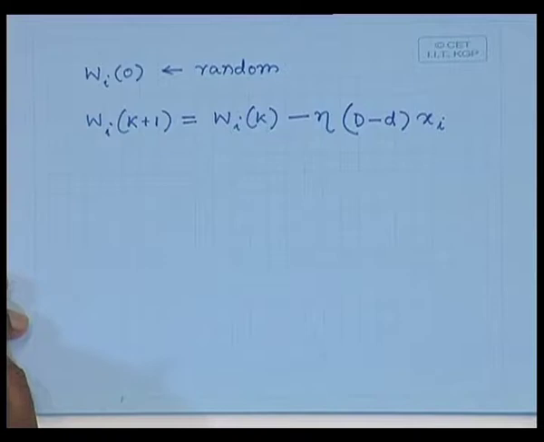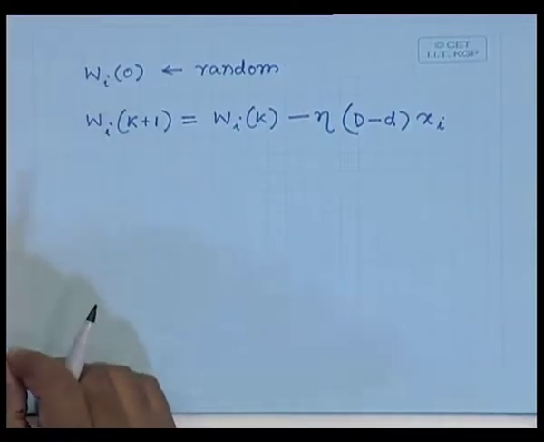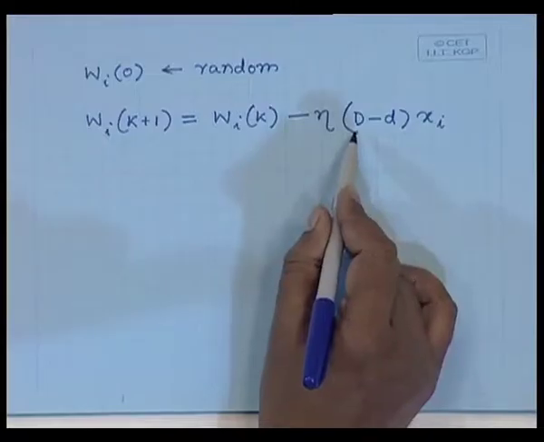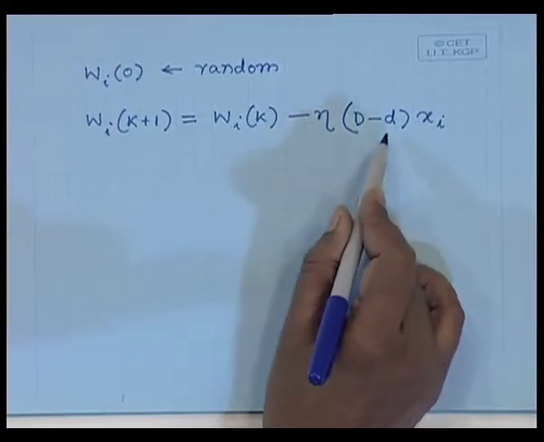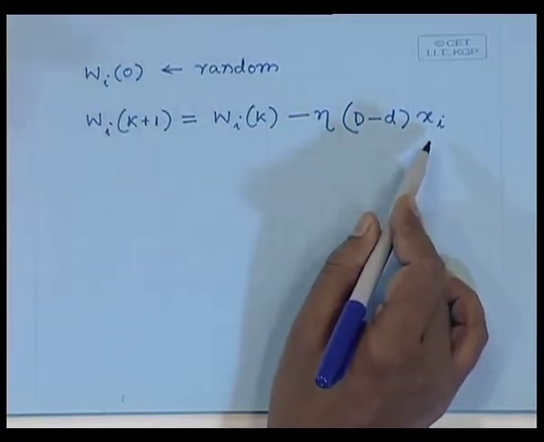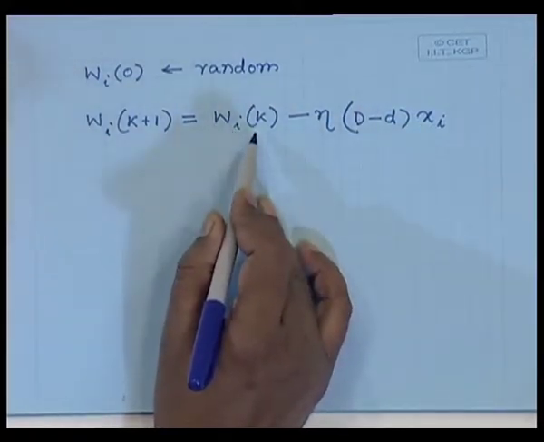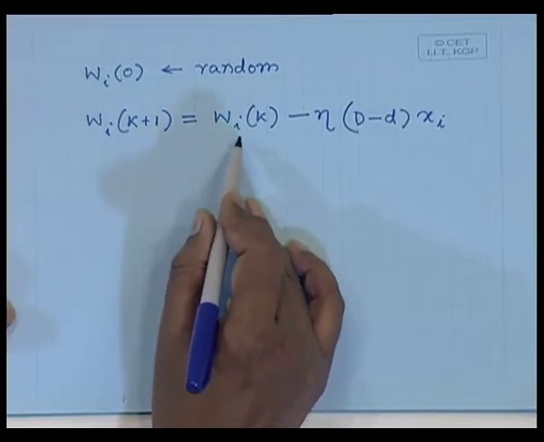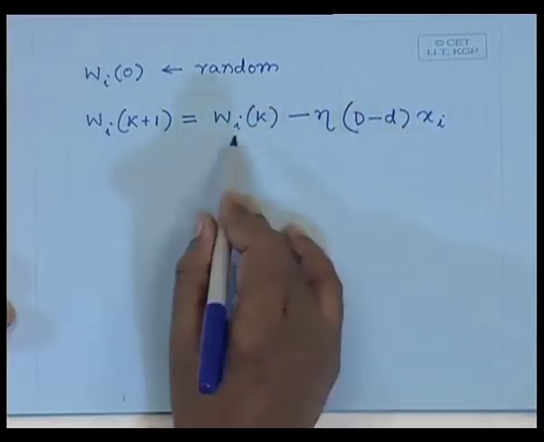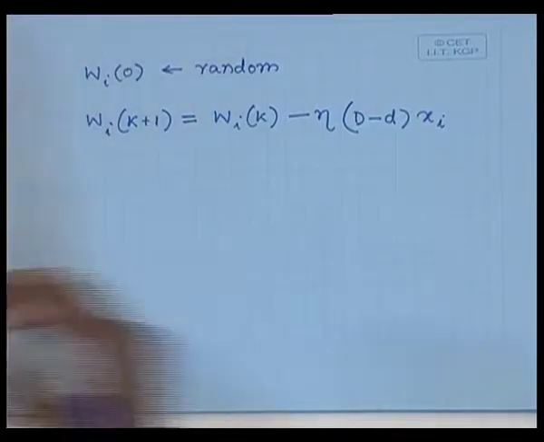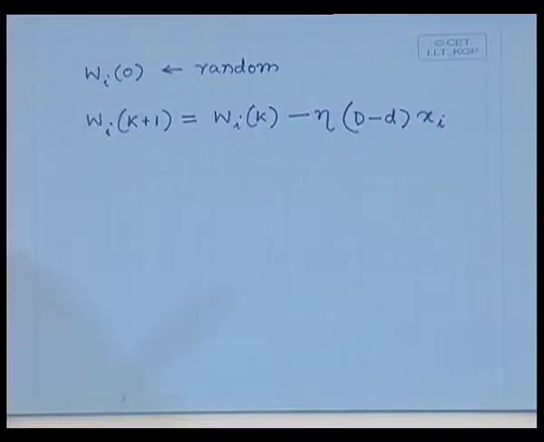So how do you train the neural network? You feed the training vectors one after another. For every such training vector, you find the component (D minus d) into xi, where xi is the input vector component, and wi k was the previous weight. You modify the previous weight according to this update formula. That you do in the first pass for every sample. With every sample, the weight will be modified.